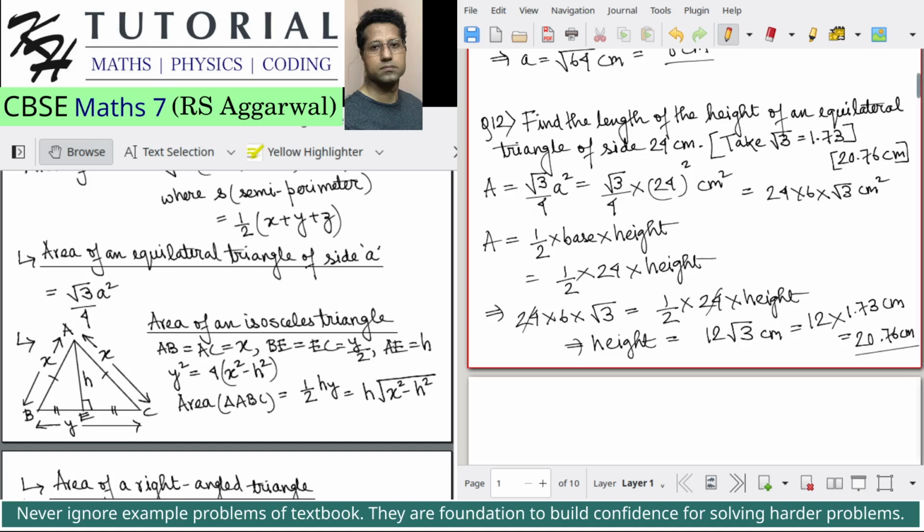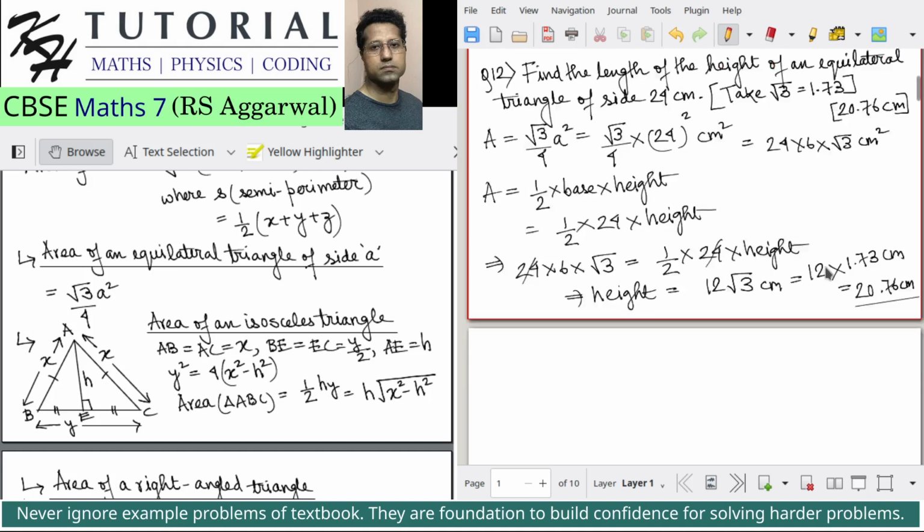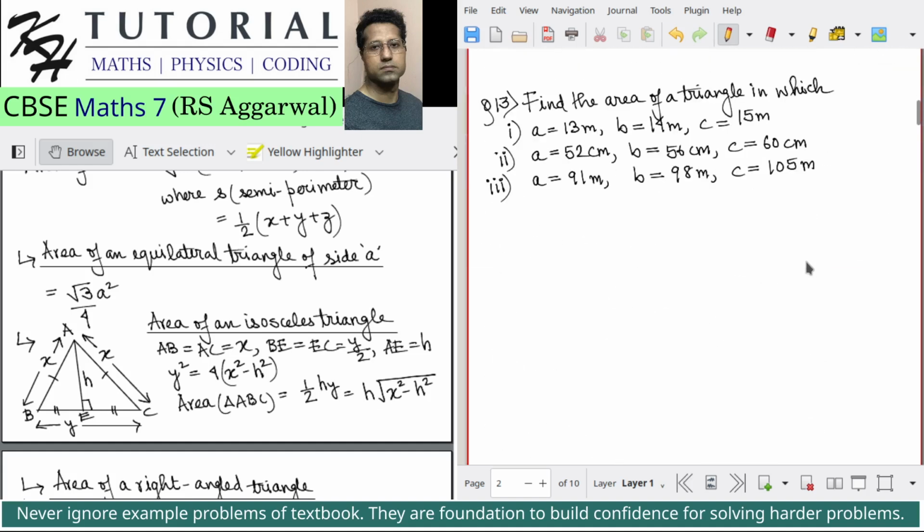Okay, let's see the next problem. Question number 13. Find the area of a triangle in which all the sides are given. There are three parts. So definitely we have to use Heron's formula to find the area of the triangle. Part 1: A is 13 meter, B is 14 meter, and C is 15 meter.